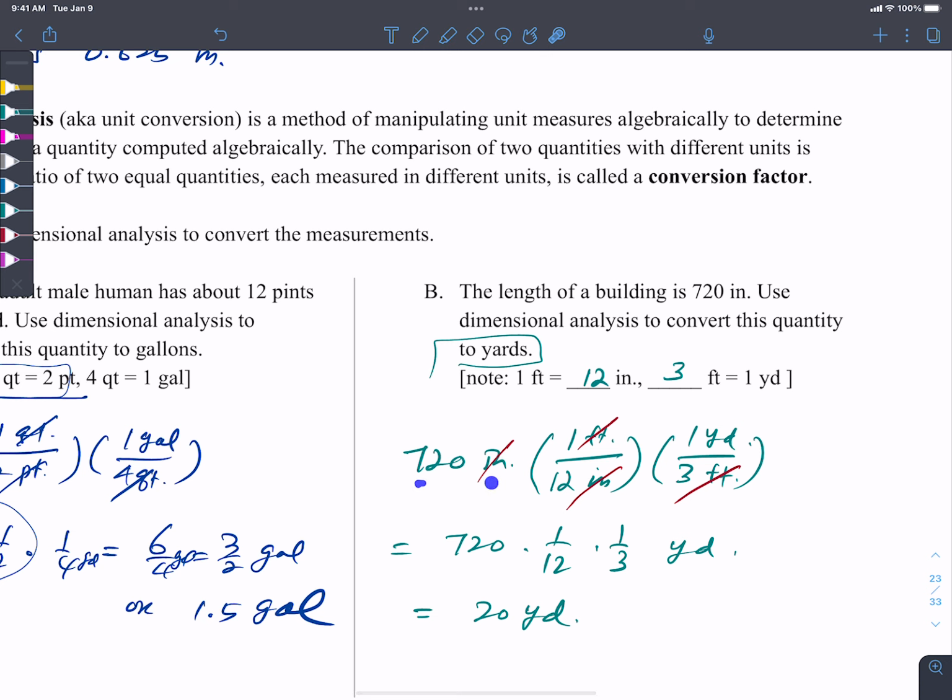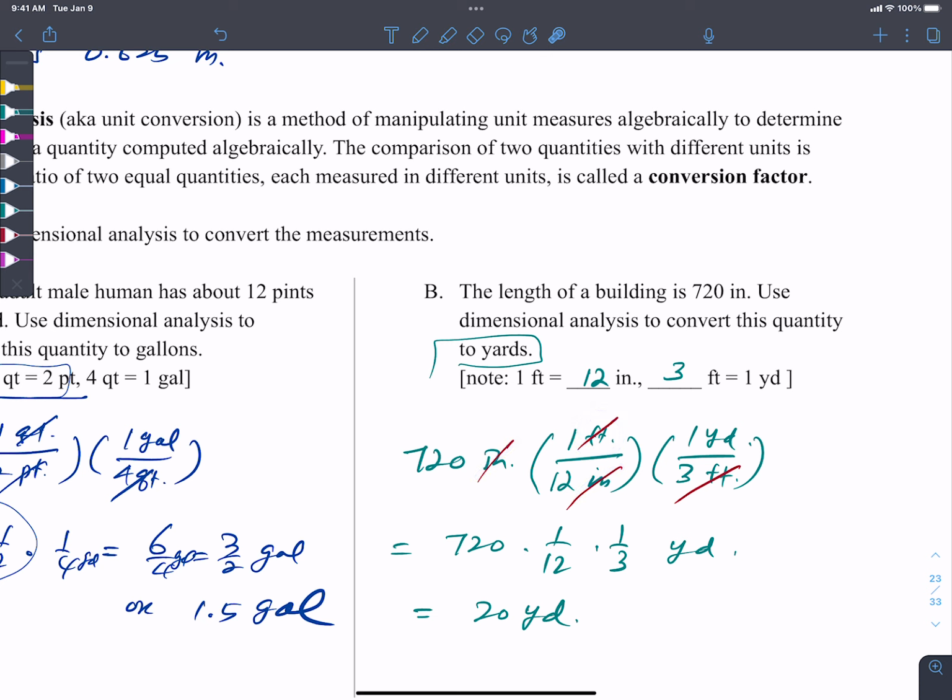So 720 inches, we want to get rid of the inches. That's in the numerator, right? So we put the 12 inches in the denominator. Its equivalent value, put in the numerator, 1 foot. So the inches cancel. Now we're left with a foot.